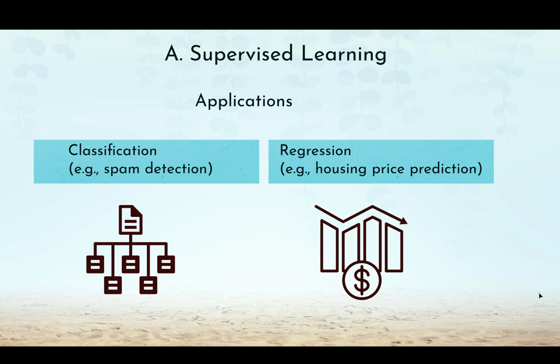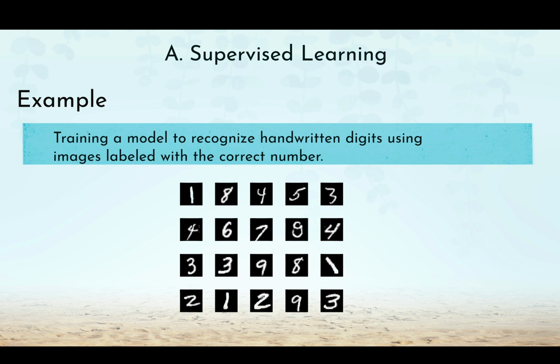Example. An example of supervised learning is training a model to recognize handwritten digits. In this case, the model is provided with a data set of images where each image of a digit 0 to 9 is labeled with the correct number.